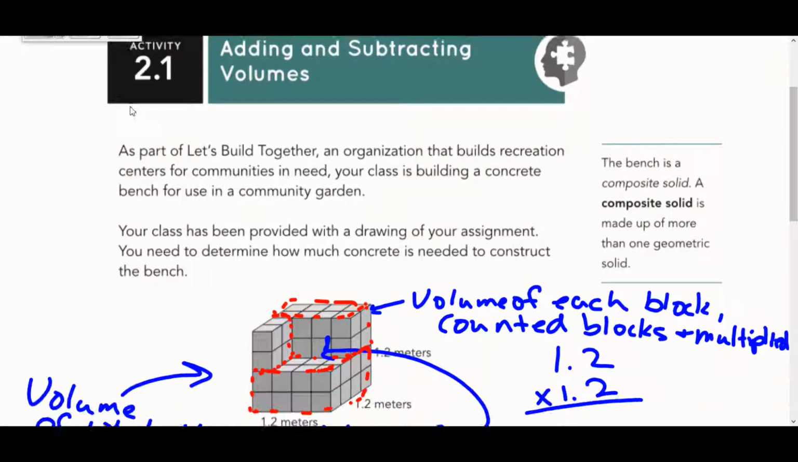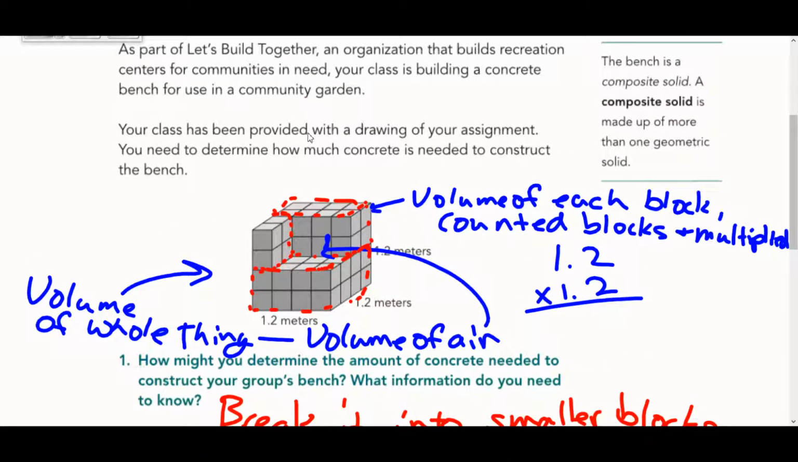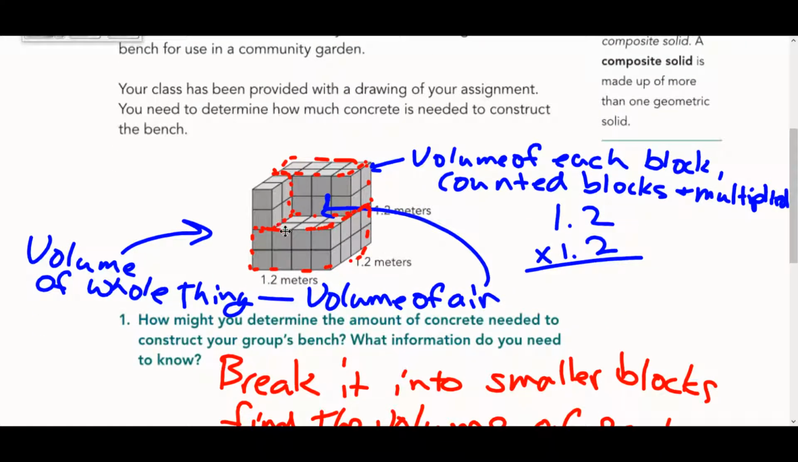So we looked at this shape on page 133, my mistake, page 133. And we got several ideas on how we could figure out the volume of this composite solid. Some of you were looking at the volume of each of these blocks and then figuring out how many total blocks there were. Some of you were finding the volume of this whole shape and then subtracting the volume of this empty space.